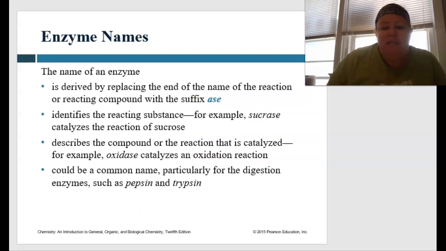Well, it's derived by placing the end of the name of the reaction or the reacting compound by the suffix "ase." So it identifies the reacting substance. For example, sucrase is going to be catalyzing the reaction of sucrose. So you have sucrose here, and then we end it in "ase," and that's what makes it the enzyme. It also can describe the compound or the reaction that's catalyzed. For example, oxidase is going to catalyze an oxidation reaction. And it also could be a common name, particularly for the digestion of enzymes such as pepsin and trypsin.